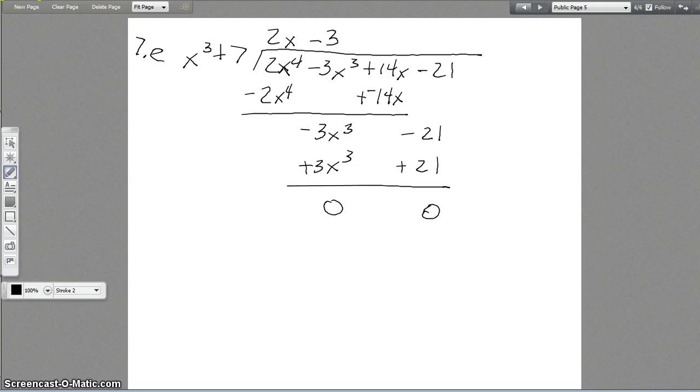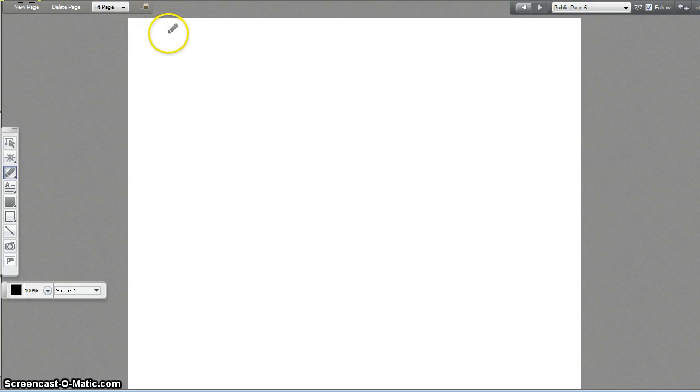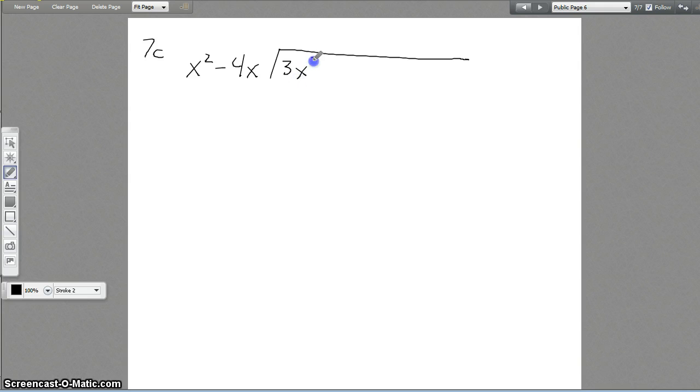Okay, I'm going to work one more from number 7. Let's look at part C. So this is 7C. It is x squared minus 4x, and we're dividing that into 3x cubed minus 19x squared, and then plus 28x. So what do we have to multiply x squared by to get 3x cubed? Well, we have to multiply it by a 3 to get our coefficient.